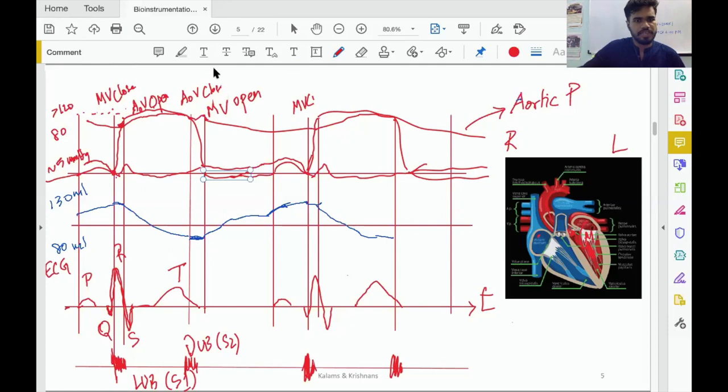Now, a couple of details here. The region where the heart pumps, that's known as systole, where the heart ventricles contract. And the region where the ventricles fill up, that's known as diastole.